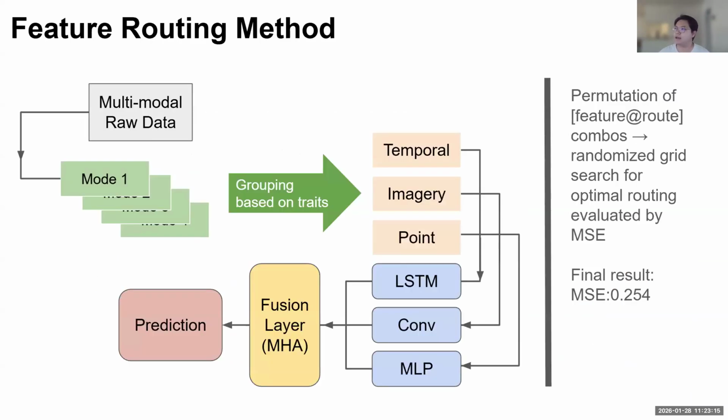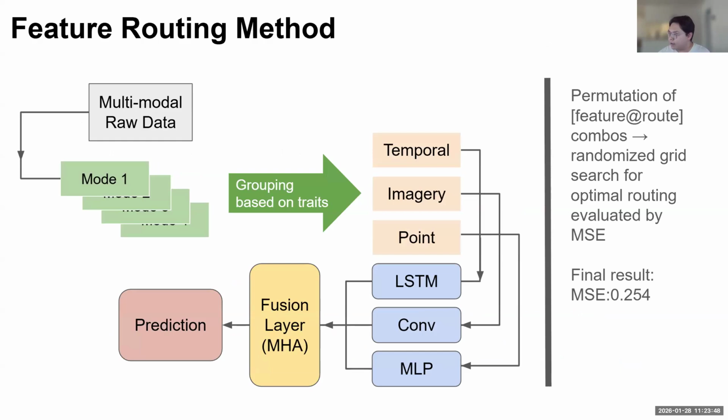But again, the whole idea behind this feature routing method is that we want to align data sources into their respective best processing way. So for example, if we have temporal data, we should probably put it in a temporal processing pipeline. If we have imagery data, we should probably put it into a convolution. If we have point data, we should probably put it into a multi-layer perceptron. So that's exactly what we did in our second experiment, putting the feature routing method into our dataset.